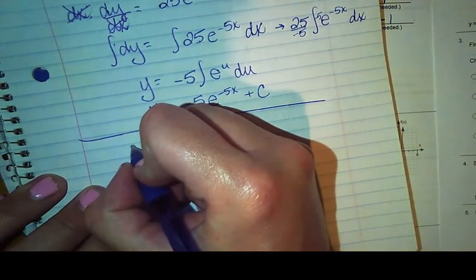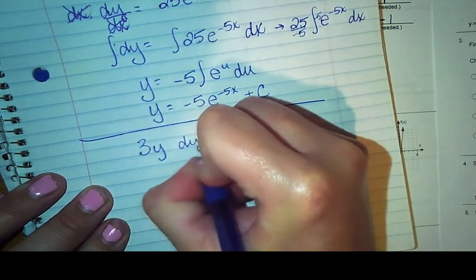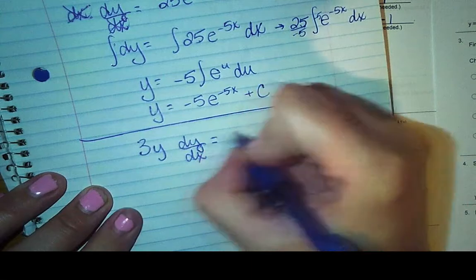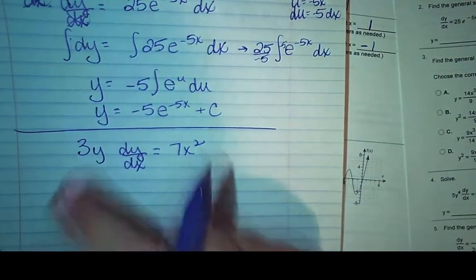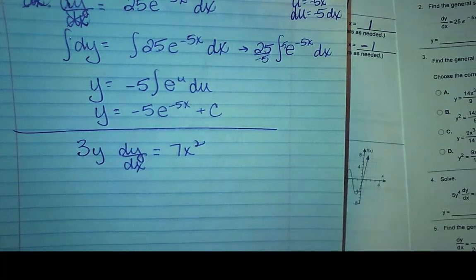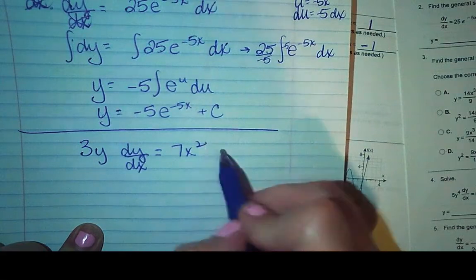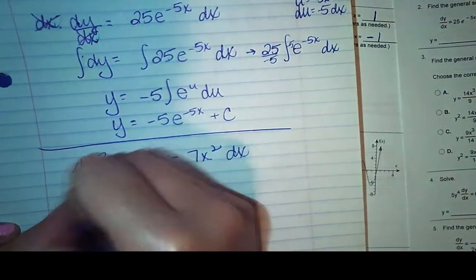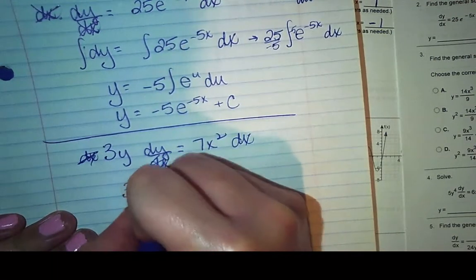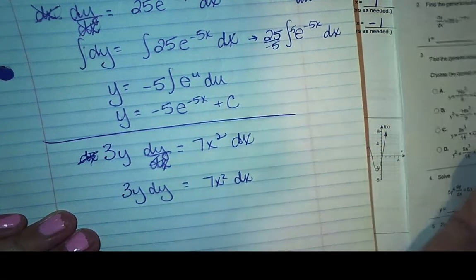Number 3 says find the general solution of 3y dy dx equals 7x squared. This is a little bit harder because I have a 3y over here, but really it's the same method the whole way. I notice that I've got y's and dy's here and x's, and I need my dx. So I'm going to multiply both sides by dx, so it reduces over here. Now I've got 3y dy equals 7x squared dx.